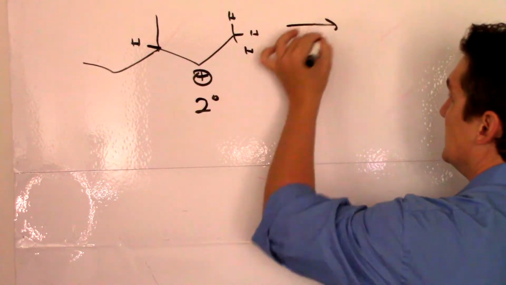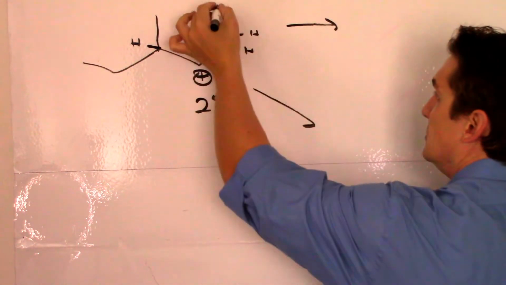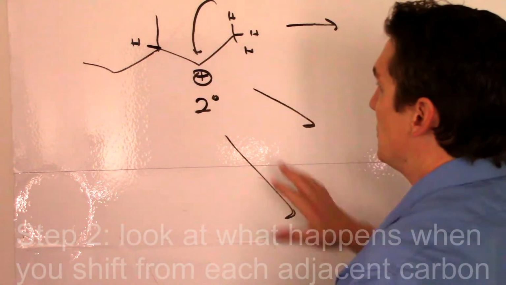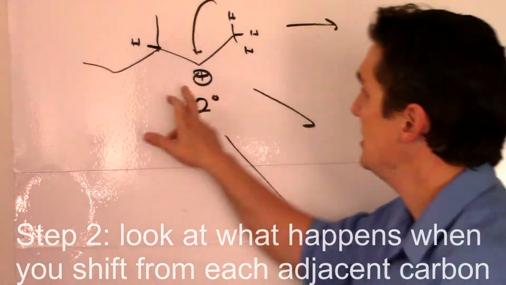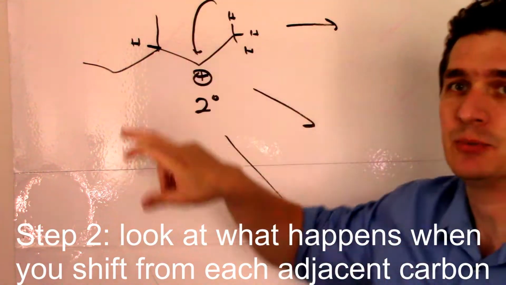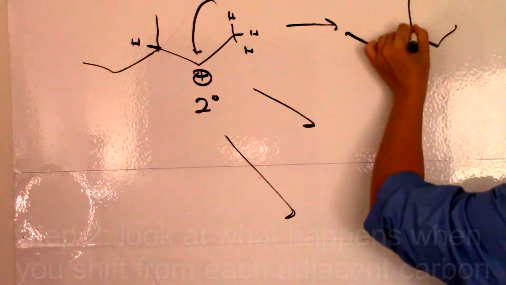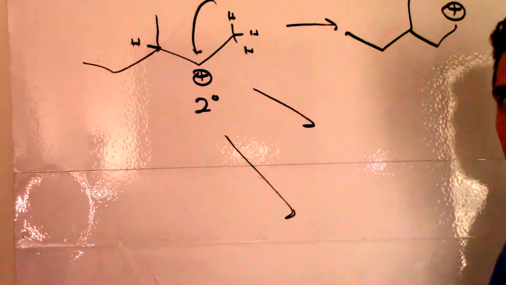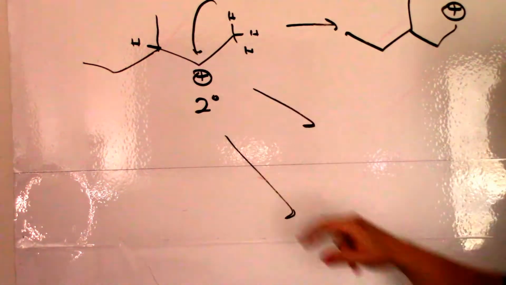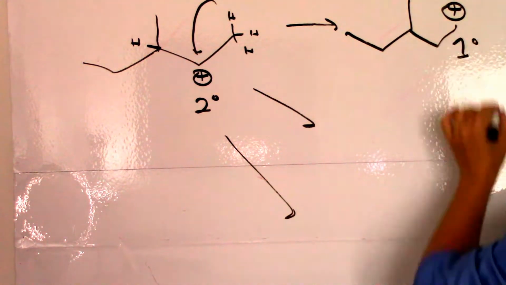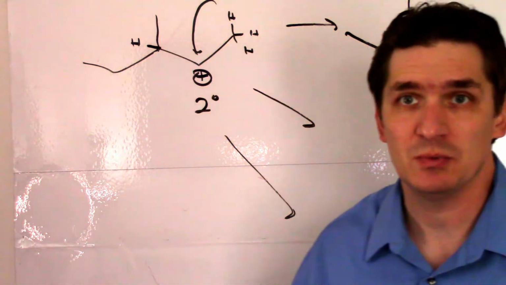So let's say we shift a hydrogen over. What we're going to do is replace this positive charge with one of the groups on this carbon, and we're going to put a positive charge on that carbon. So if I swap a hydrogen, I'll end up taking this secondary carbocation and making it into a primary carbocation. So this doesn't work.